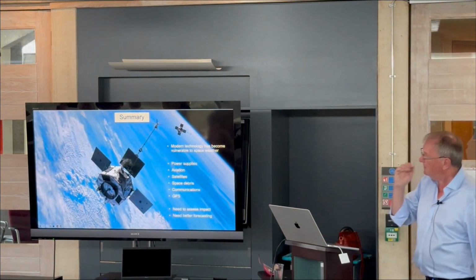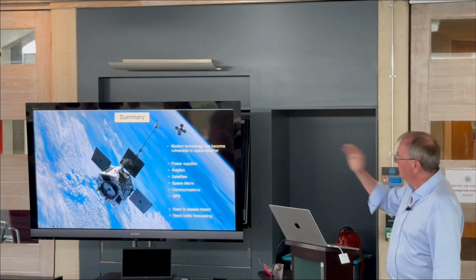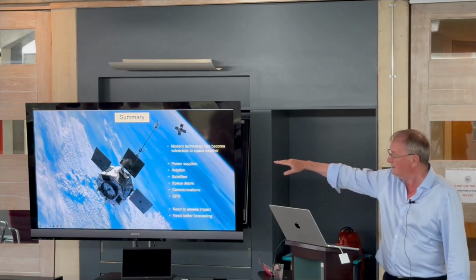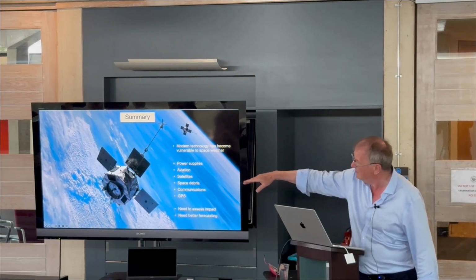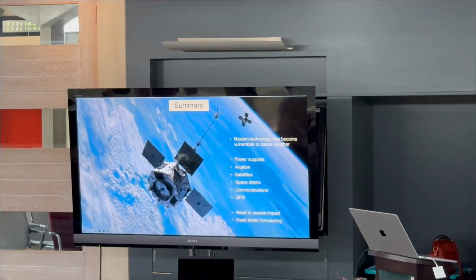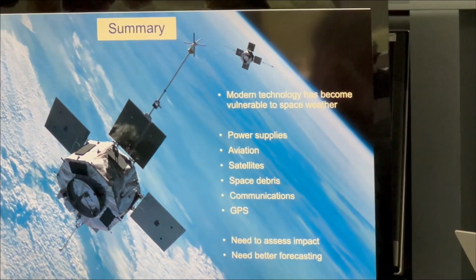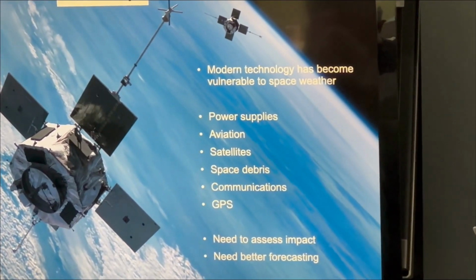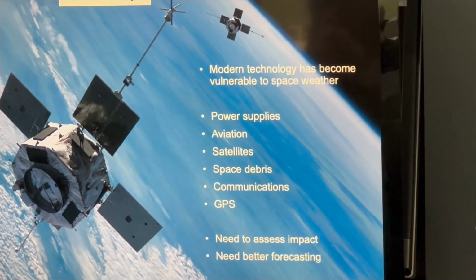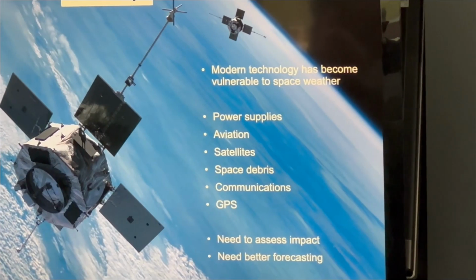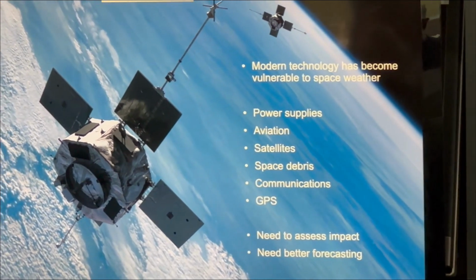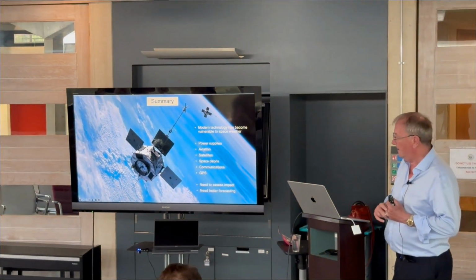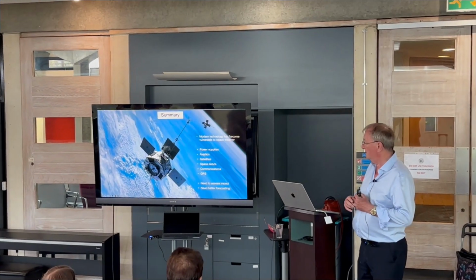So I'll summarise and stop. Modern technologies have become vulnerable to space weather. It affects our power supplies, aviation, satellites, space debris, communications and GPS signals. We're doing lots of work to assess the impact. I run a committee in the UK, and we provide advice to government departments on space weather, on what the impacts would be and some of the mitigation. I hold that twice a year, and I have regular updates with the government departments.